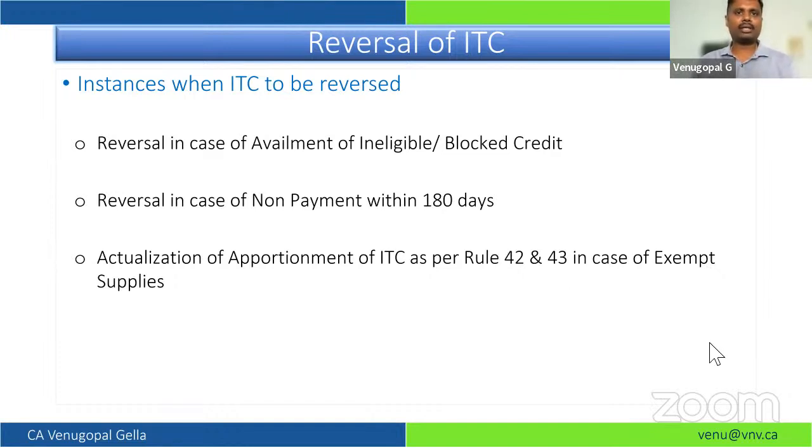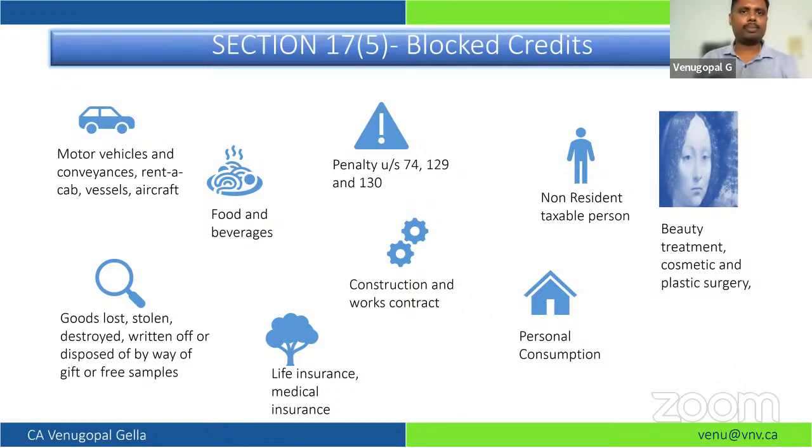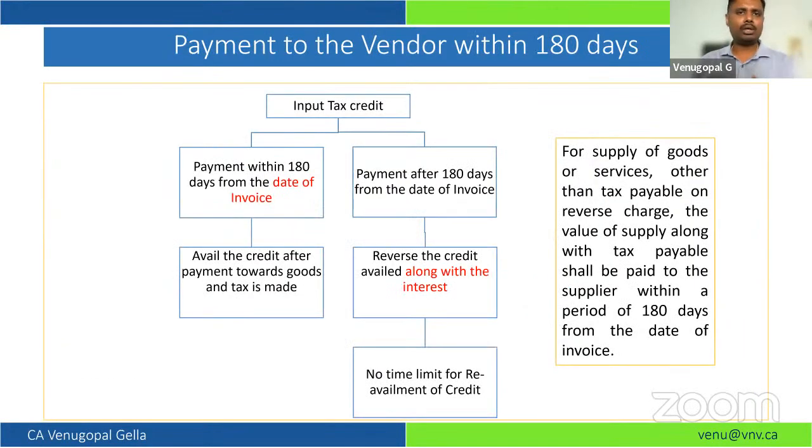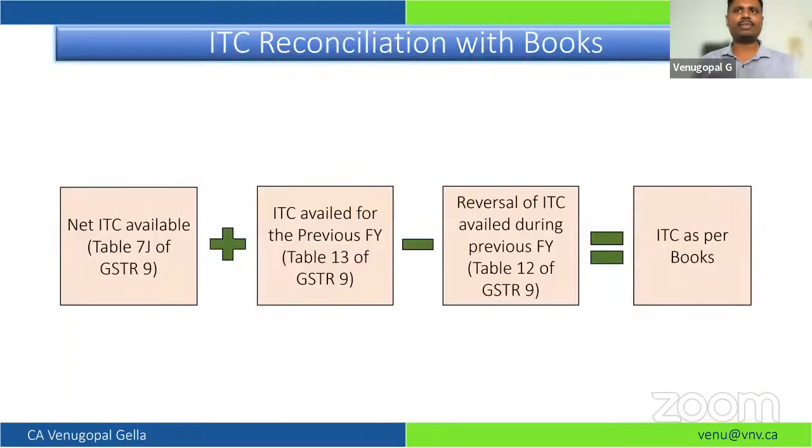What is a blocked credit? If you are incurring the expenditure for the purpose of business, but you are incurring the expenditure towards motor vehicle, food and beverages, staff welfare, or the goods are lost or stolen, if it is used for personal consumption or it is works contract, these credits are not an eligible credit. 180 days, Rule 37 we have discussed, and the reconciliation with the books is very important. You got to see how much of the credit is there in the books and how much you have availed. All right. So with this, we have come to the ITC.